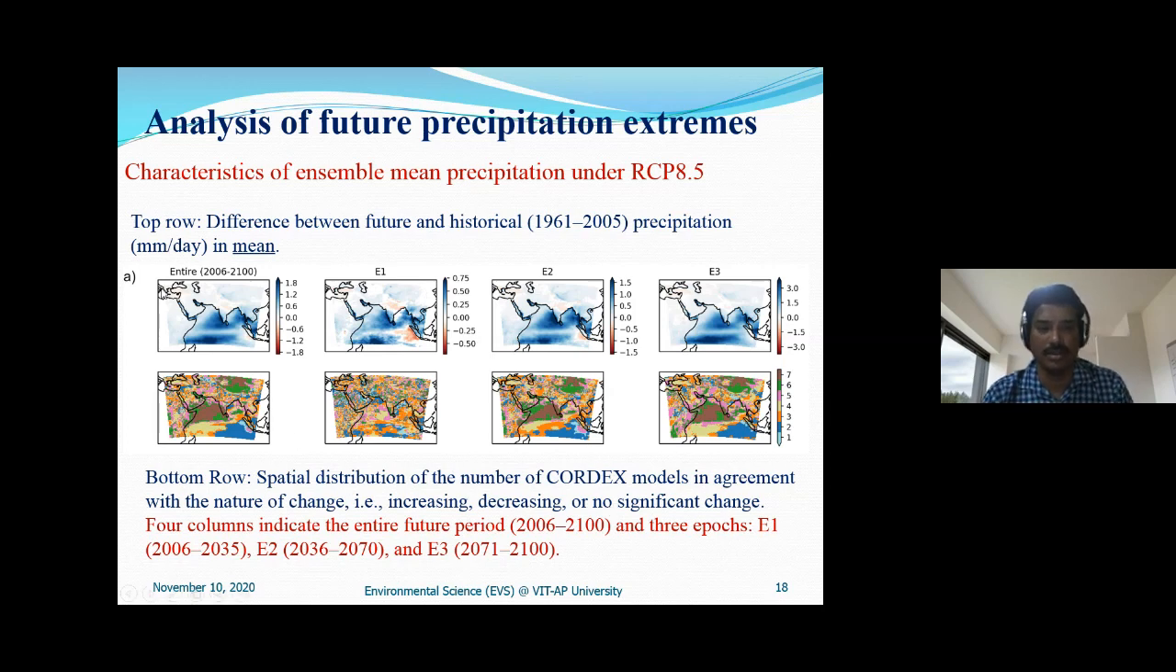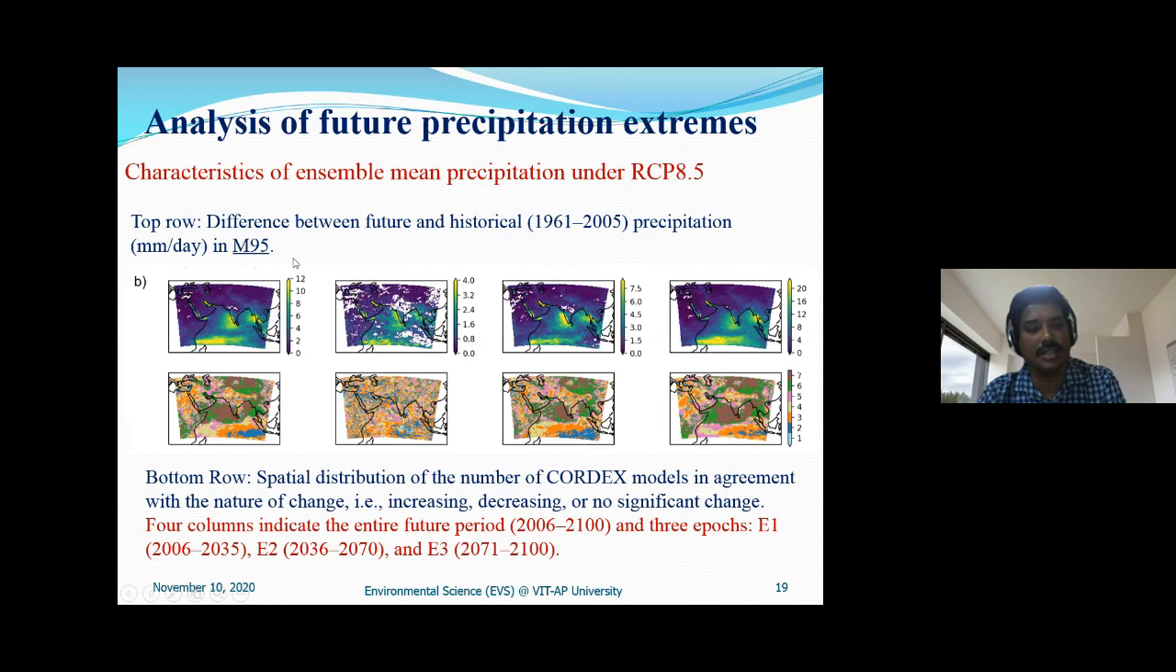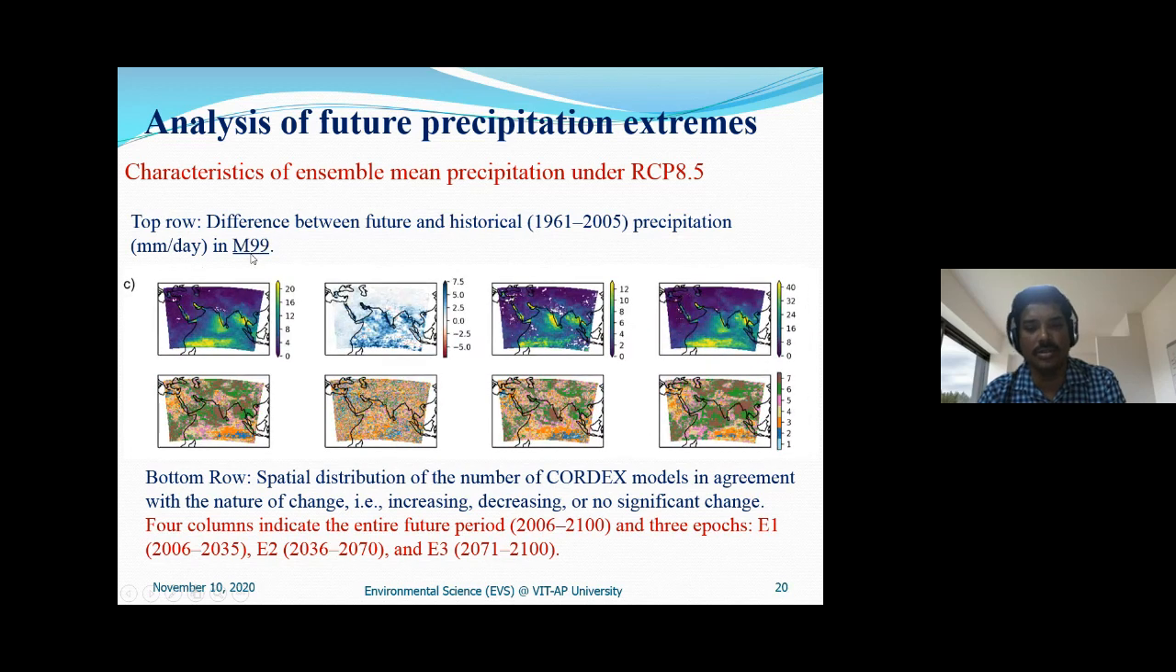This slide shows the mean, where it is underlined, and similarly the M95 and M99 are shown here. How is it going to change in the near future, mid future, and far future? The entire period is 2006 to 2100, and there are 3 epochs: 2006 to 2035, 2036 to 2070, and 2071 to 2100. If we see how these things are changing, we can see that it is more towards the southern part of India, and of course the Himalayan foothills are showing some sort of increase. And within South India also, the Western Ghats is showing more increase of this extreme rainfall.